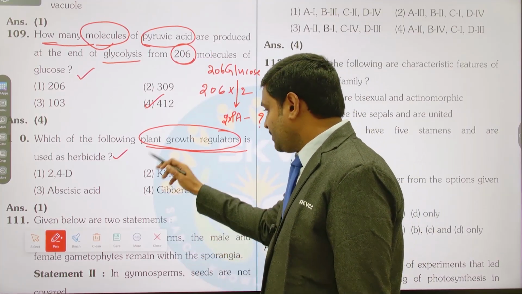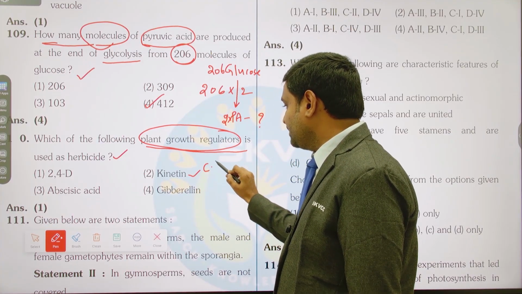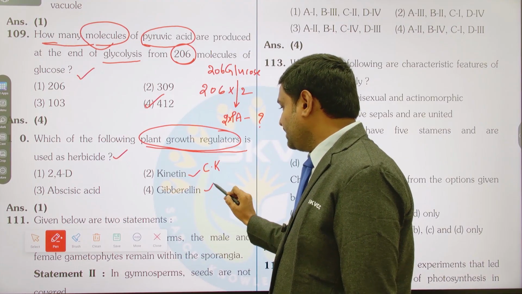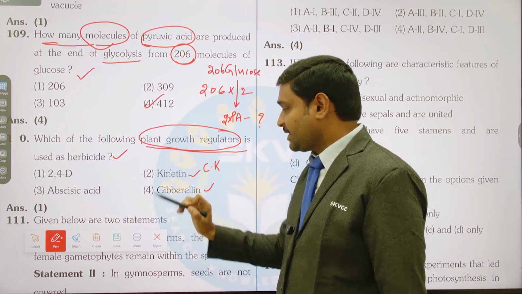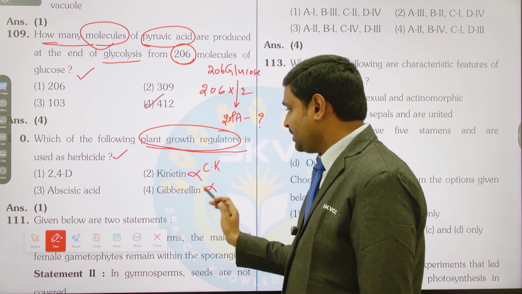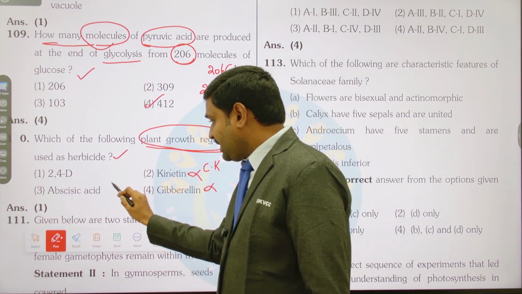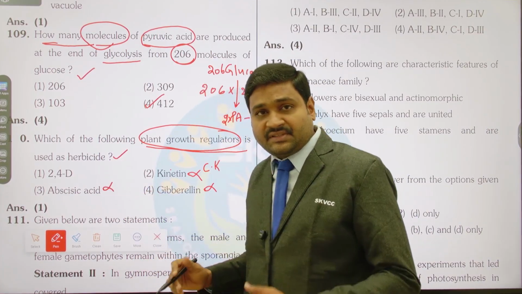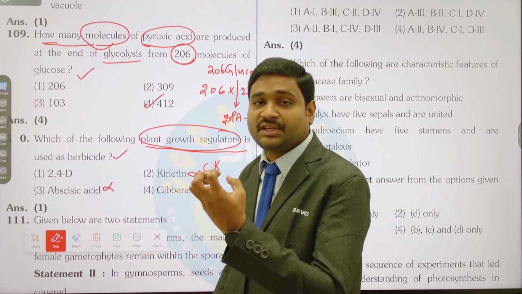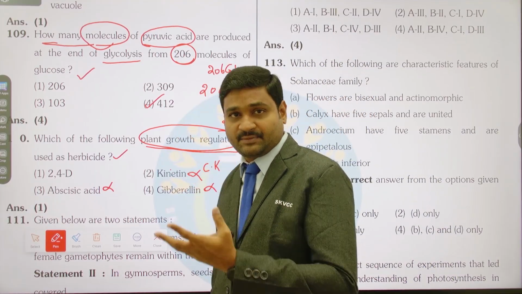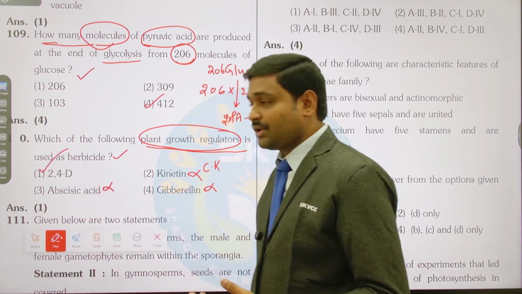If you observe the options, kinetin is a cytokinin, and gibberellin. Kinetin and gibberellin do not act as herbicides, so they are not the option. Then abscisic acid, there is a doubt. Abscisic acid is only a stress hormone which promotes the closing of stomata during transpiration. So this is not the option. The correct option is 2,4-D, which is an auxin.